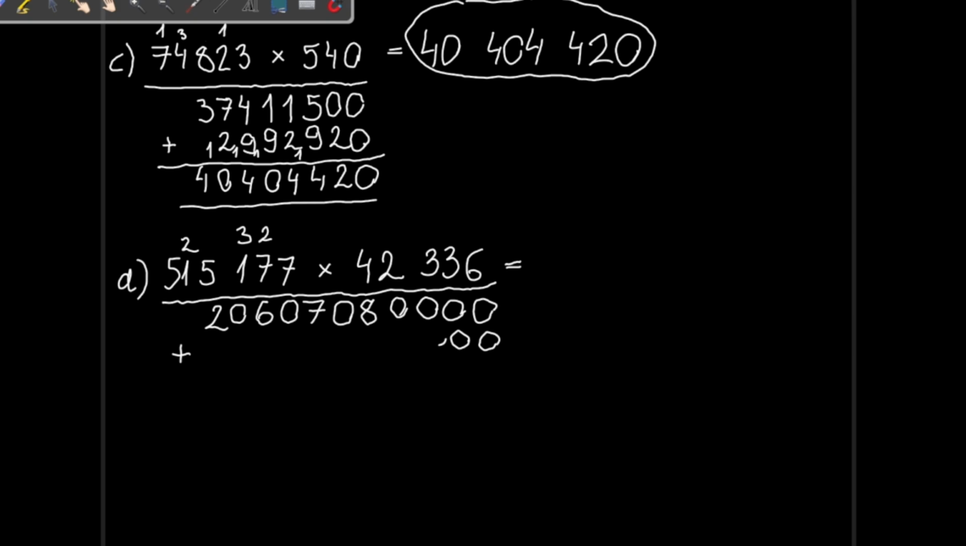So, the next digit is 2. 2 times 7 is 14. 2 times 1 is 2 plus 1 is 3, and 2 times 5 is 10. Great.